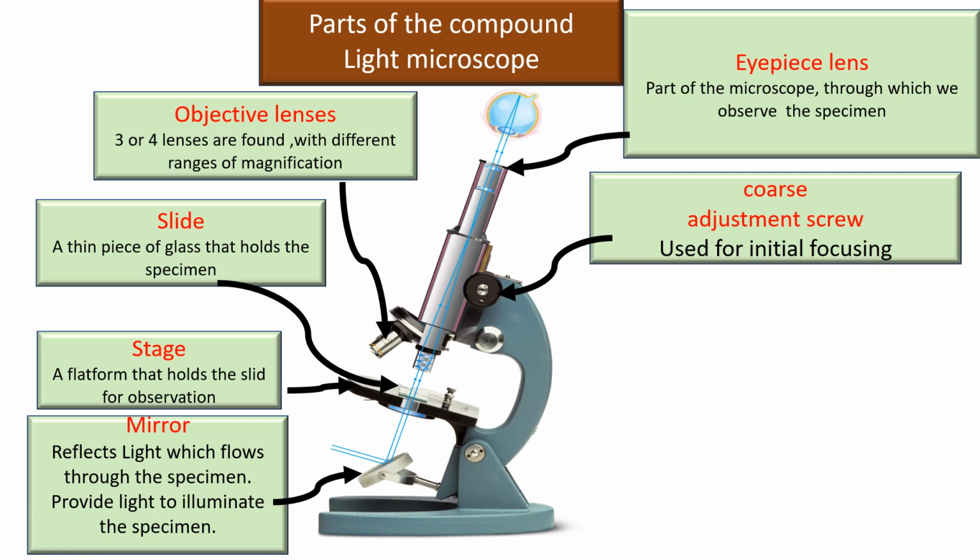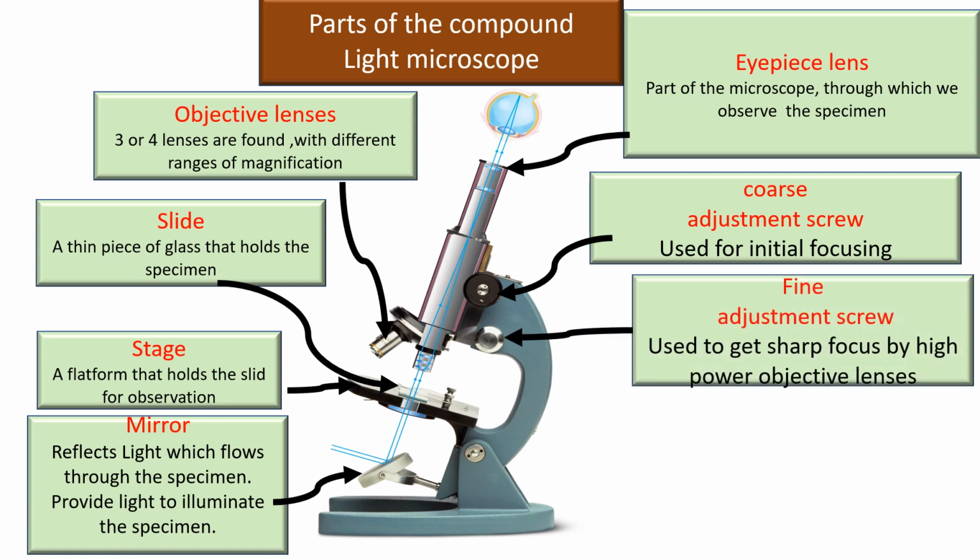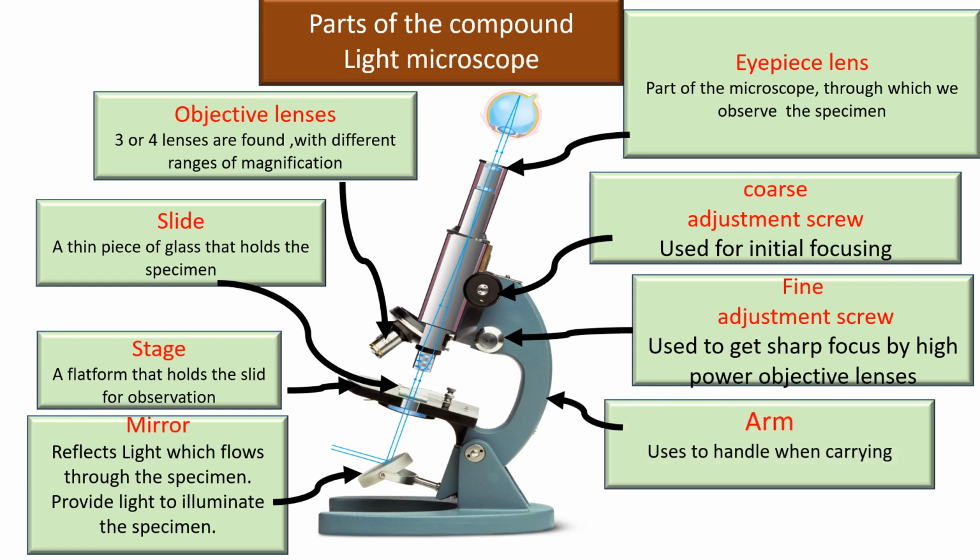A rapid control, which allows for quick focusing by moving the objective lens up and down. Fine adjustment screw: used to get a sharp focus with high-power objective lenses. Arm: supports and connects the eyepiece lens to the base, and is used to handle the microscope when carrying. Base: supports the upper parts.